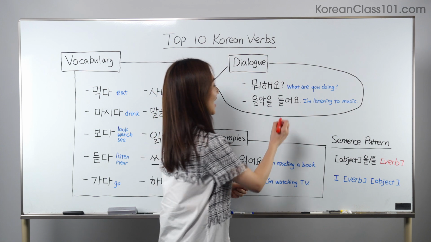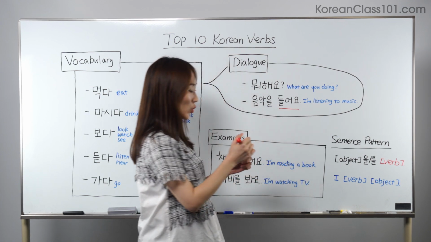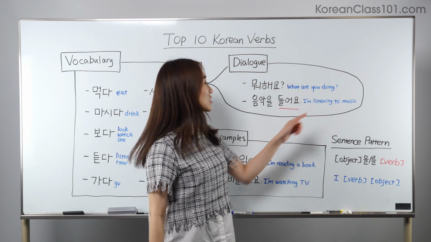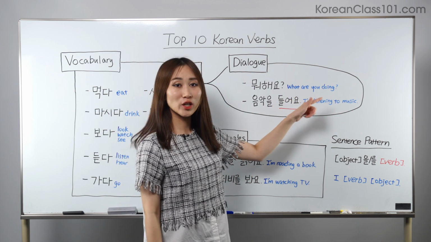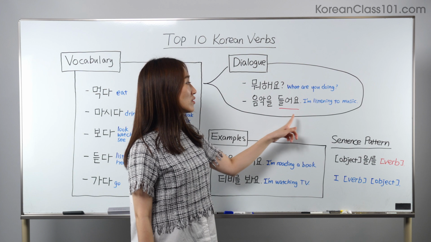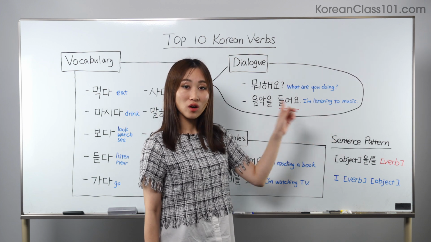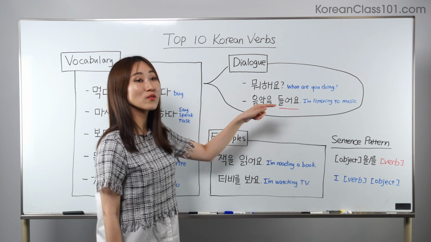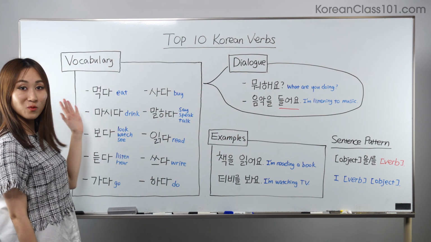Did you find the verb? The verb is this. 들어요. I'm listening to music. So 뭐 해요 is what are you doing? 음악을 들어요 is I'm listening to music. Oh, have you noticed? You cannot find this 들어요 verb from this vocabulary.